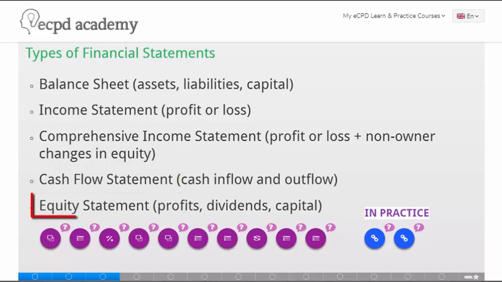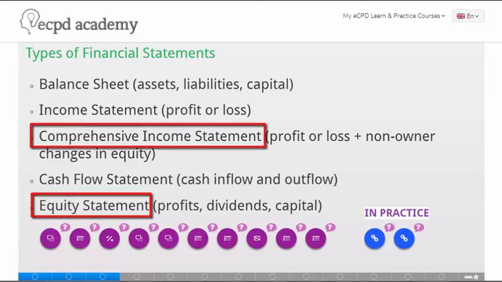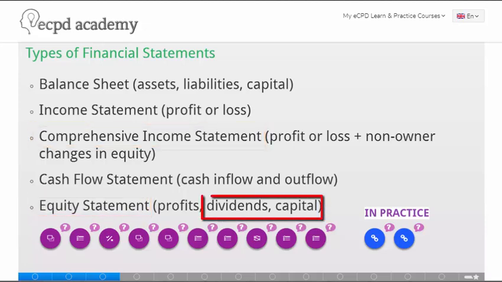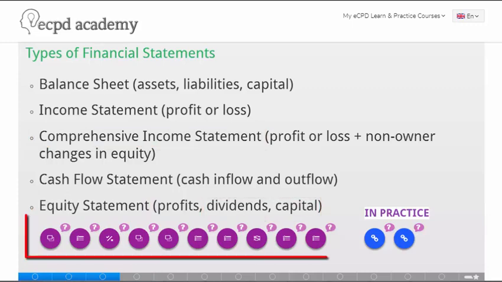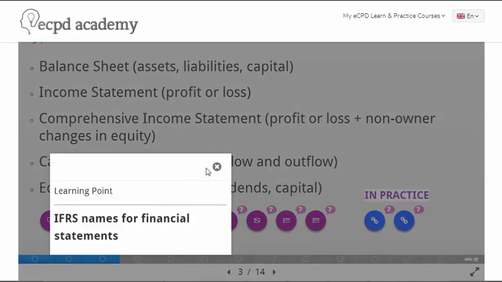Finally, the equity statement reports on profit or loss, as well as the owner's transactions that are not reported on the comprehensive income statement previously mentioned, such as dividends or profit distributions and capital transactions. Let us work on the learning point exercises. The first is the IFRS names for the above financial statements.